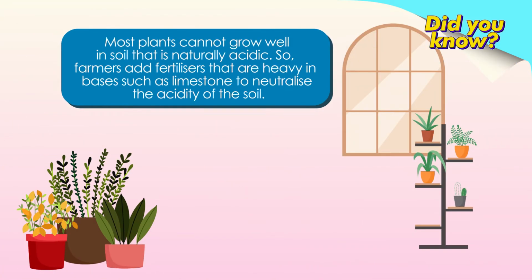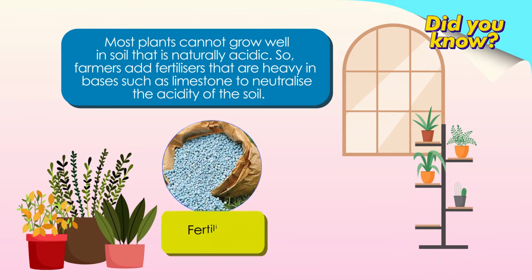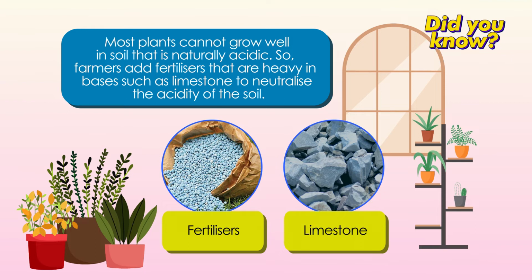Most plants cannot grow well in soil that is naturally acidic, so farmers add fertilizers that are heavy in bases, such as limestone, to neutralize the acidity of the soil.